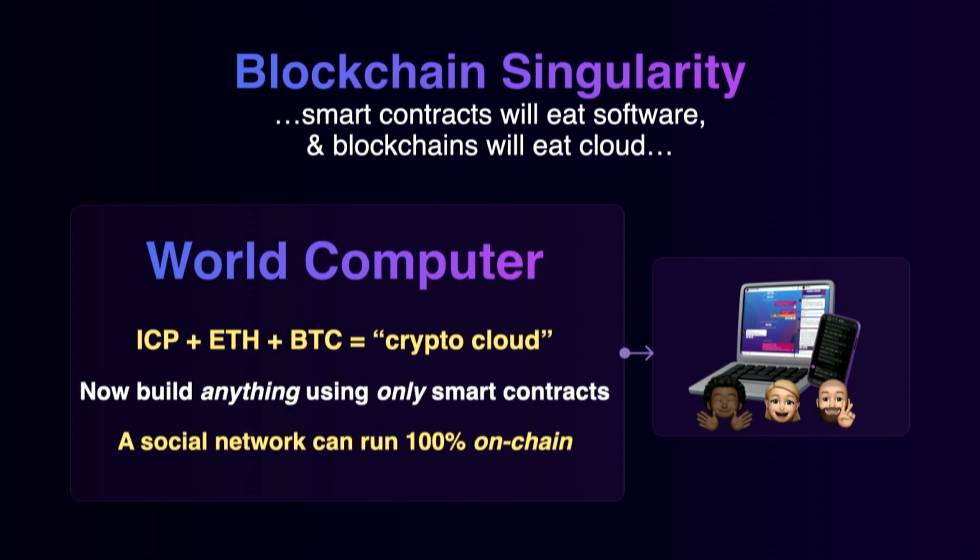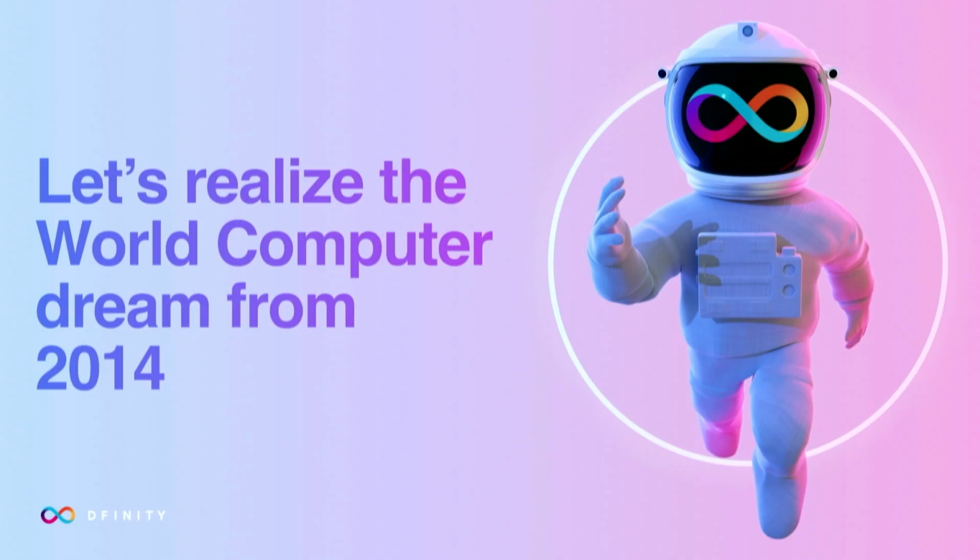In other words, ICP, Ethereum, and Bitcoin together really form a crypto cloud, and we can today build almost everything just with smart contracts. For instance, we already have many full social networks on the Internet Computer that are 100% on-chain. There are no cloud components for them whatsoever. So we can have a blockchain singularity where all of the world's software is written with smart contracts and run off blockchains. So let's see how we can realize the World Computer vision from 2014.